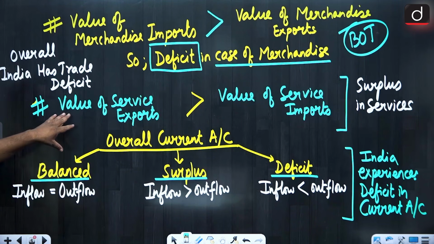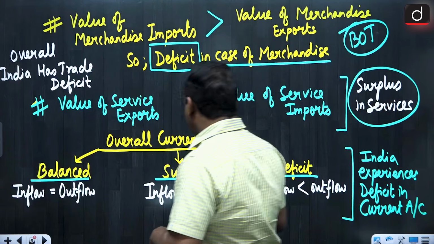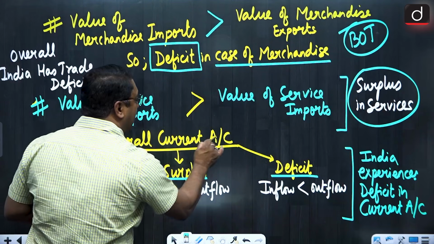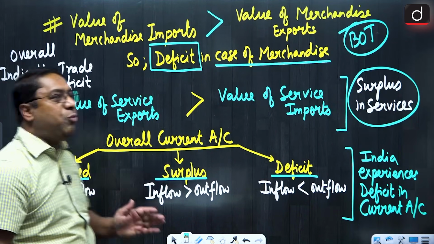Okay. Then what about services? There is a surplus in services which India has. And when we talk about the overall current account, the overall current account can be balanced. When will it be balanced?